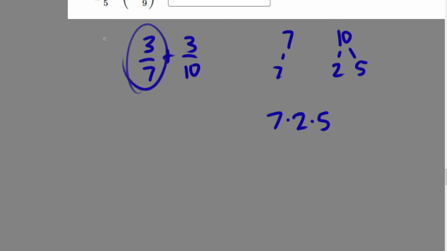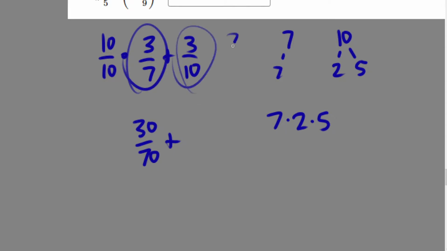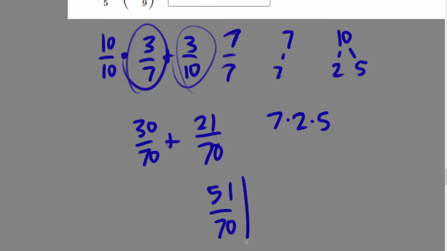So we can times this by 10 over 10, which is the same as 1. So the value is not changing, to have the denominator be equal to 70. So we have 30 over 70. And then we can times this by 7 over 7 to get the denominator to equal 70. 3 times 7 is 21 over 70. That will give you 30 plus 21, which is 51 over 70. That is your answer to that problem.